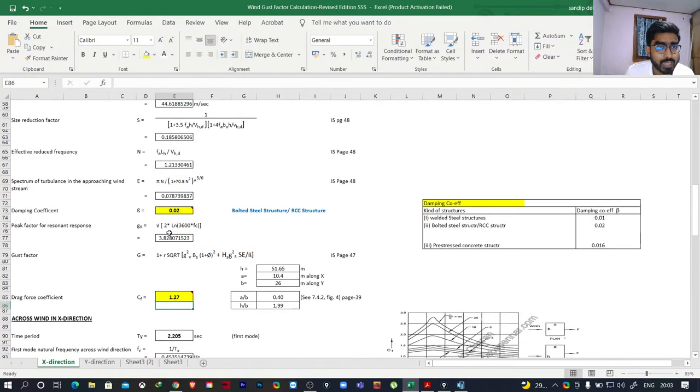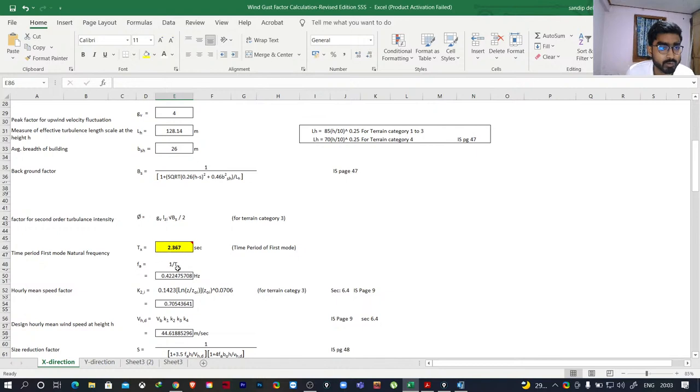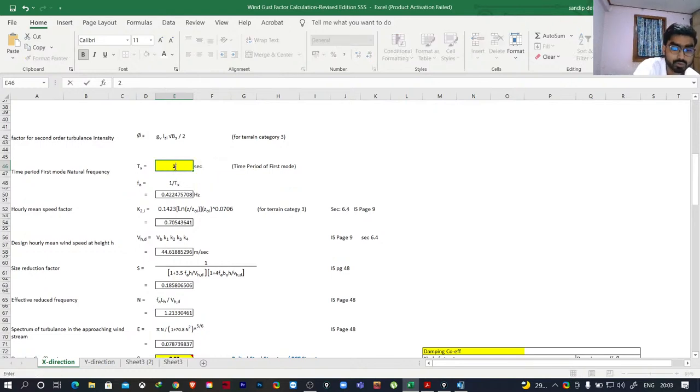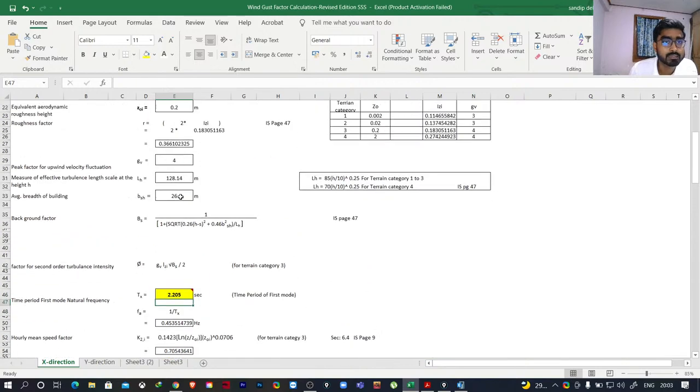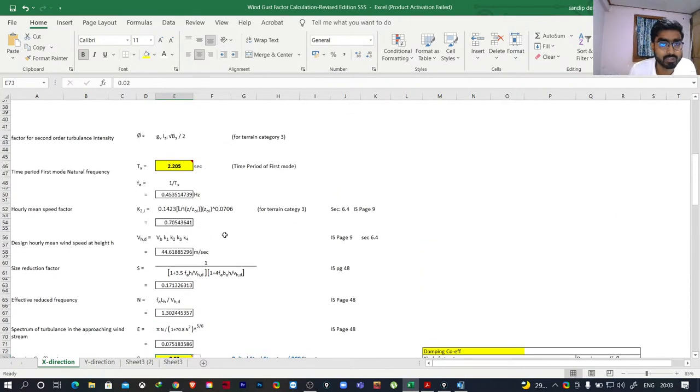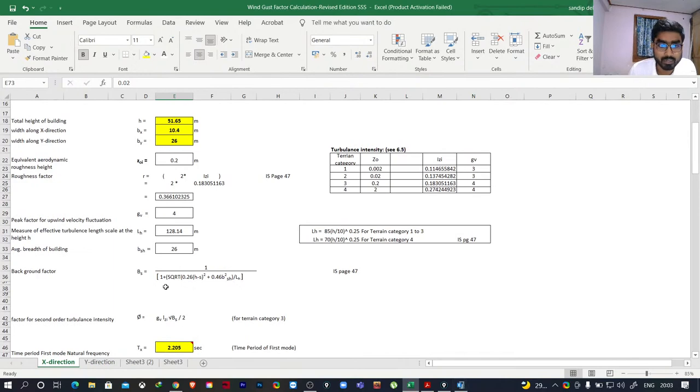So now the time period, the fundamental time period, all the inputs I am showing you first. The fundamental time period for X direction we have got 0.205 seconds, right? This is the fundamental frequency of the first mode, which we require. Okay, so we have given all the inputs. I think the last input we need to find is this one. I will explain afterwards.